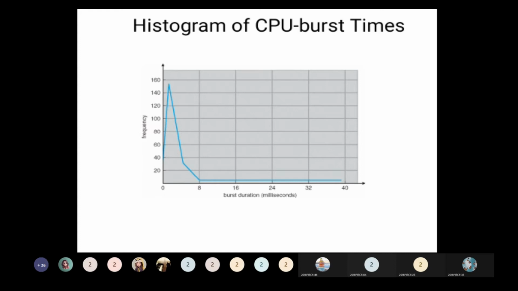This is just a histogram diagram showing the CPU burst times. The x-axis has burst duration given in milliseconds, and the y-axis has the frequency of occurrence of CPU burst times. This graph indicates the CPU burst times, if you want the CPU burst time or CPU utilization to be more.